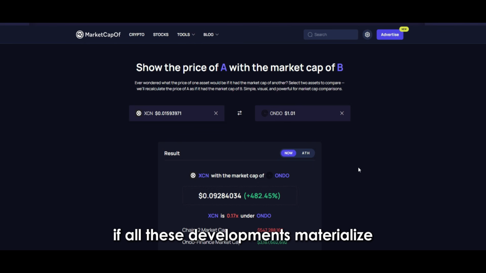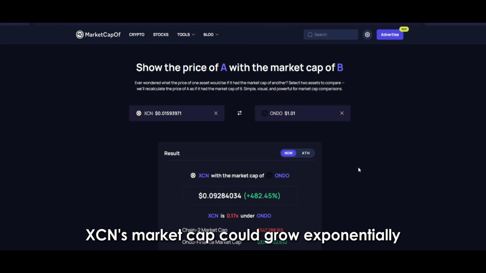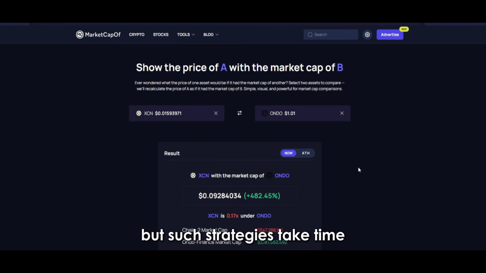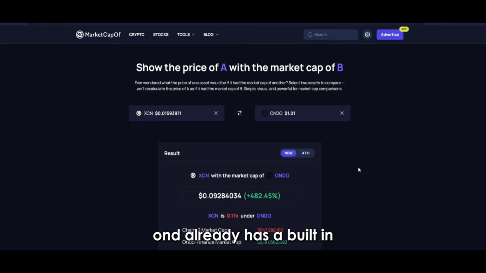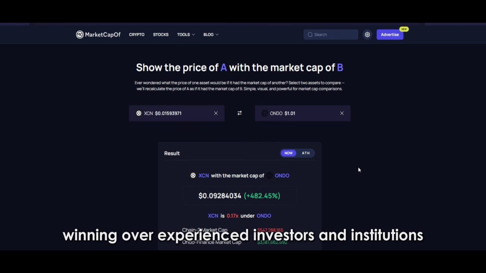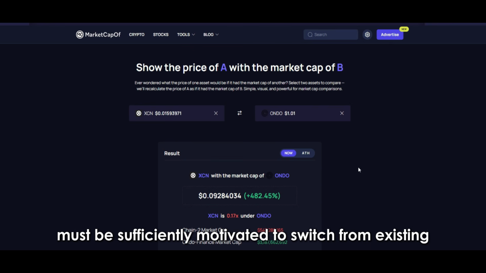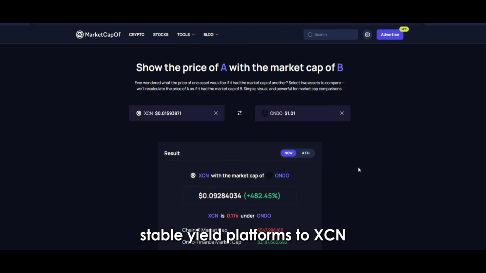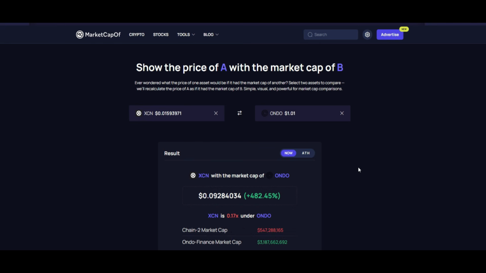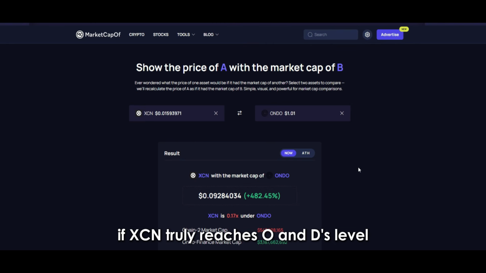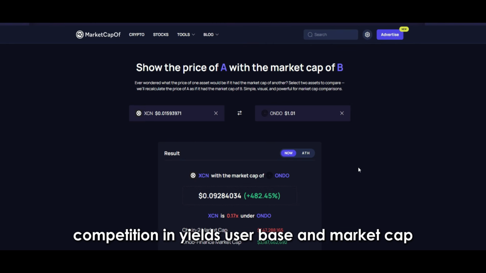If all these developments materialize, XCN's market cap could grow exponentially, but such strategies take time and involve high technical and marketing costs. OND already has a built-in user base and stable yield model, so for XCN to supplant it, winning over experienced investors and institutions is vital. Users must be sufficiently motivated to switch from existing stable yield platforms to XCN, because loyalty in crypto can be fragile.